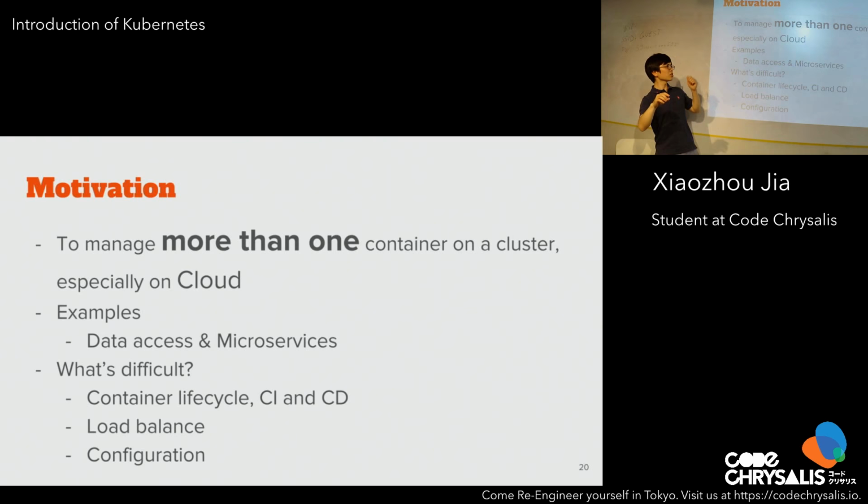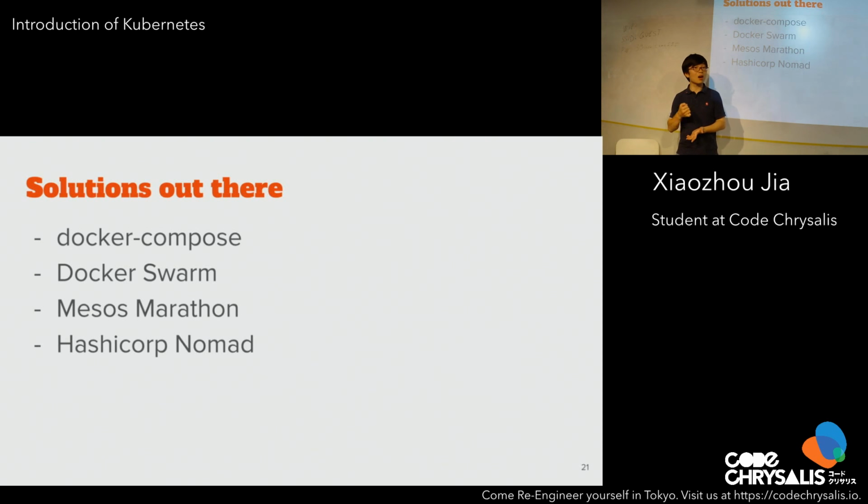And container lifecycle. When a container goes down, what should I do? How do I get the log information out? When I want a new container, what should I provide to this container to make it run correctly? There are many problems, and there are some solutions out there. To be honest, the only thing I have used in this list is Docker Compose. For me, it's perfect for 5 to 10 containers. But more than that, I would say we will want something else.